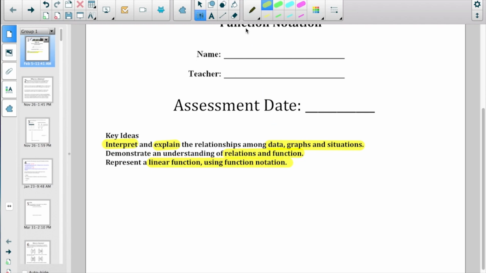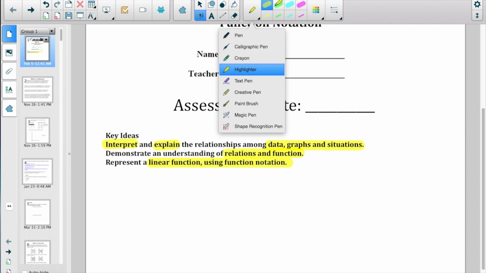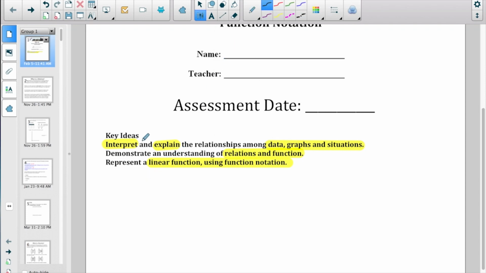Another thing that I also want to add that's extremely important in this outcome is being able to identify the domain and the range of functions and relations. And we'll talk about that very shortly.